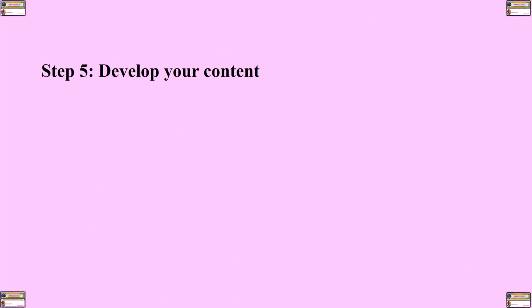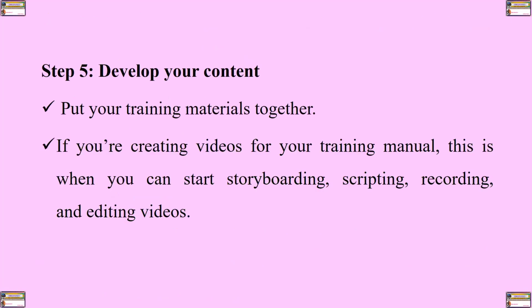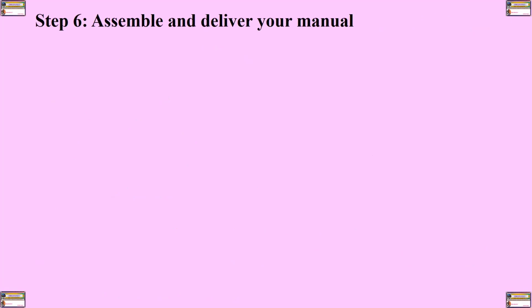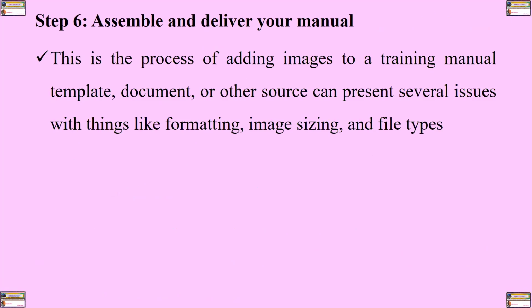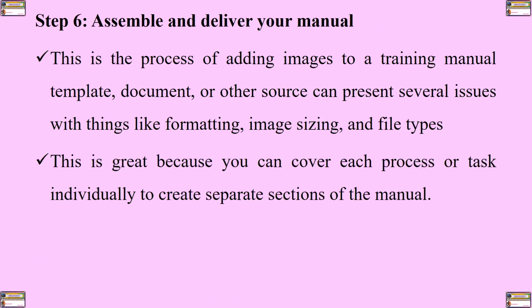The 5th step is to develop your content. Put your training materials together. If you are creating videos for your training manual, this is when you can start storyboarding, scripting, recording, and editing videos. Step number 6 is to assemble and deliver your manual. This is the process of adding images to a training manual, template, document, or other source that can present several issues with things like formatting, image sizing, and file types.